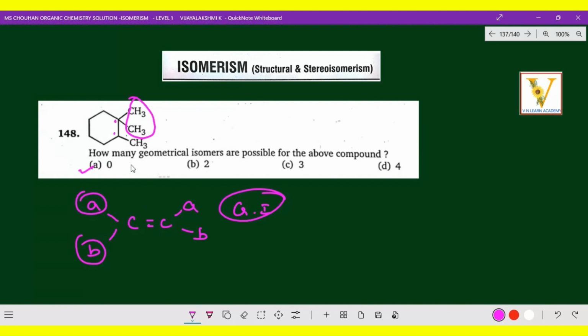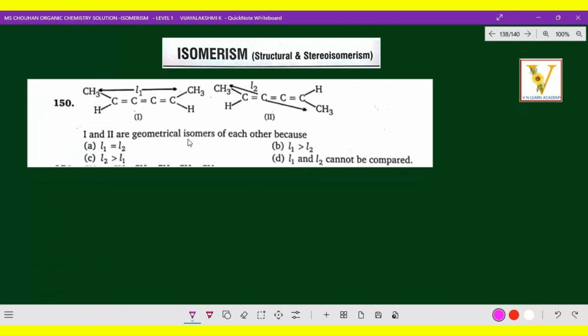Why are zero geometrical isomers possible in this compound? Because two are the same groups. It has to be a different group. Then only you can identify geometrical isomers. But here, same groups, right? Okay, right. Come on, let's go to the next question. The next question will give a better idea.